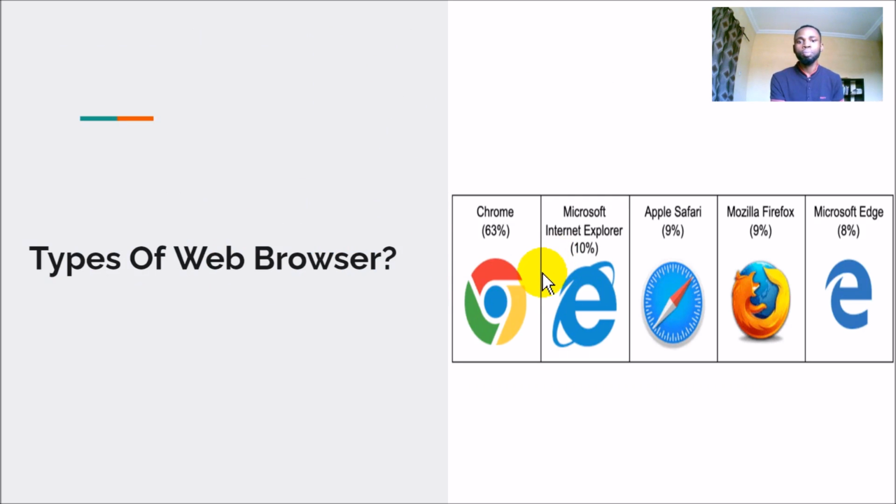So we have Google Chrome. These are different types of web browser. All these web browsers have this hypertext transfer protocol technology built inside of them. So that is actually the characteristics of a web browser.